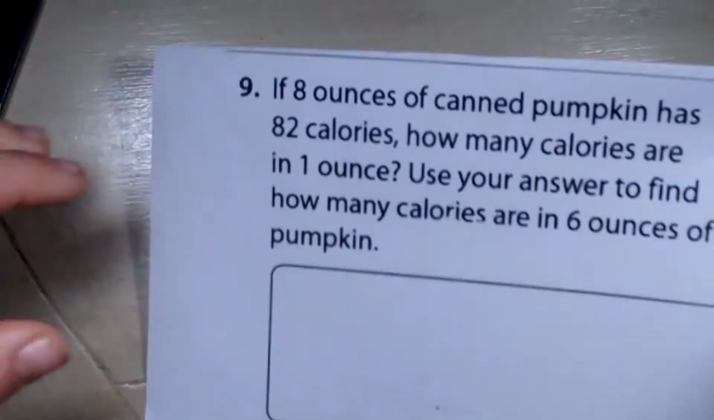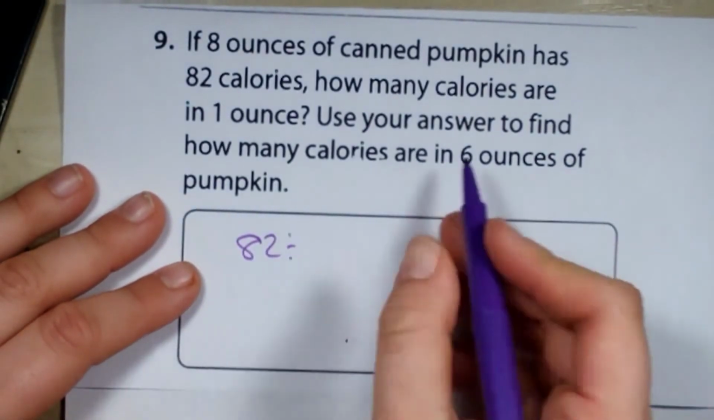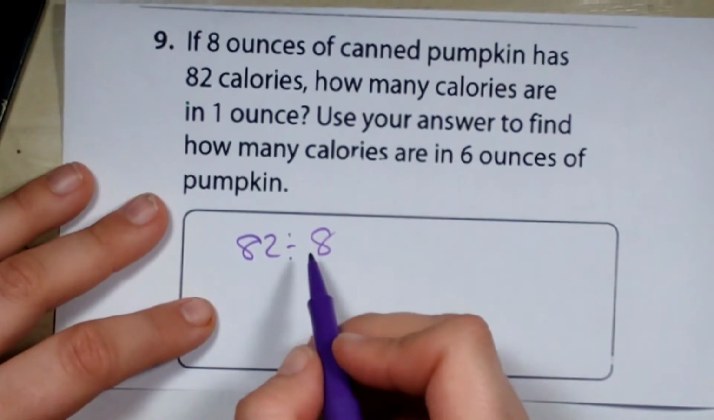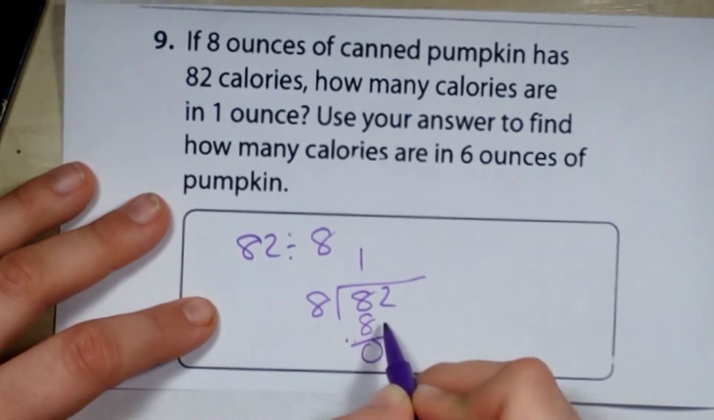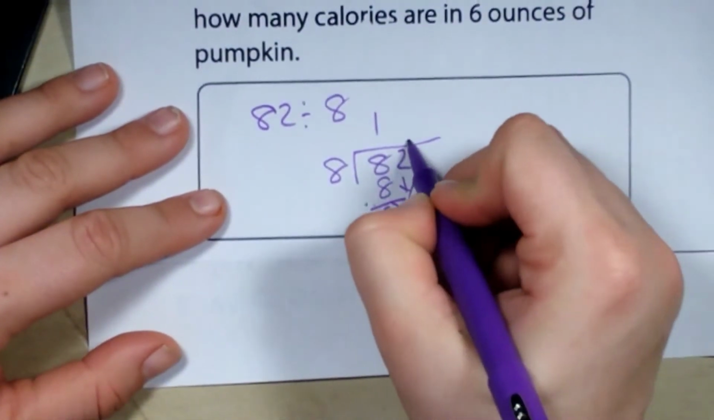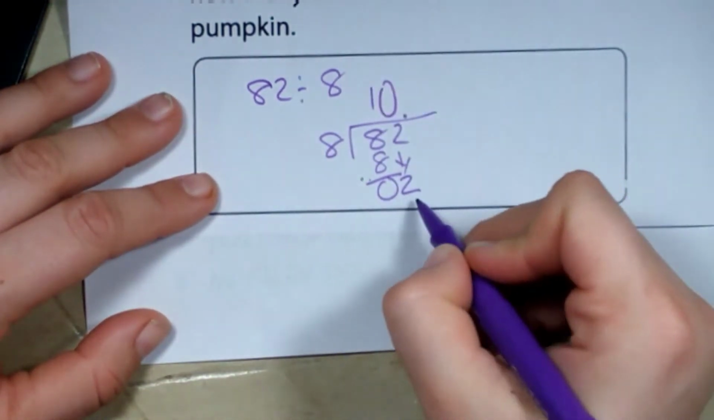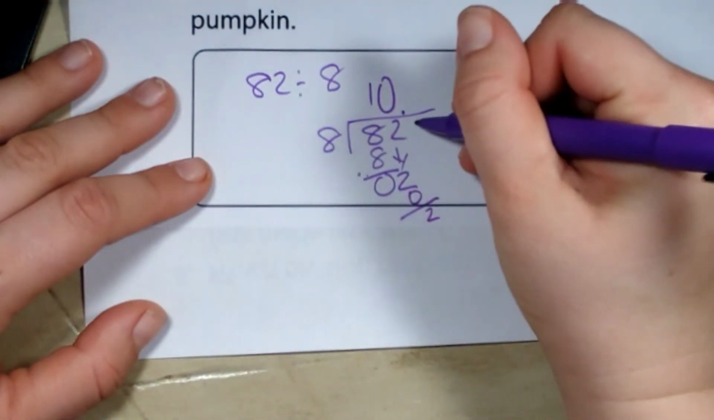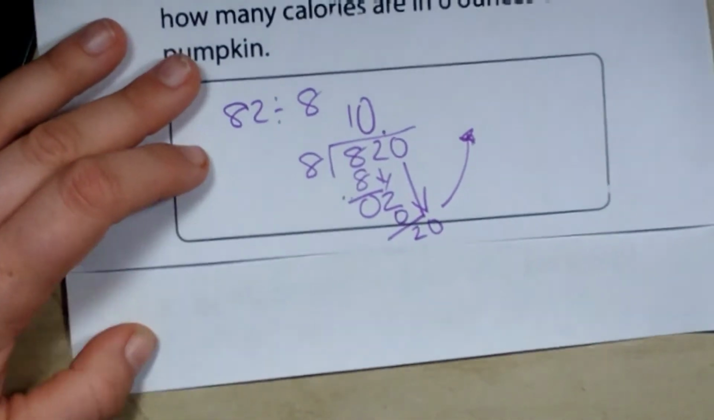If 8 ounces of canned pumpkin has 82 calories, how many calories is in 1 ounce? Okay, so we have 82 divided by 8. Oh, well, now what do we do? Here's something new. My decimal point goes here. And I add a 0. Actually, I'm going to bring this up here. Give me 1 second to recopy it.